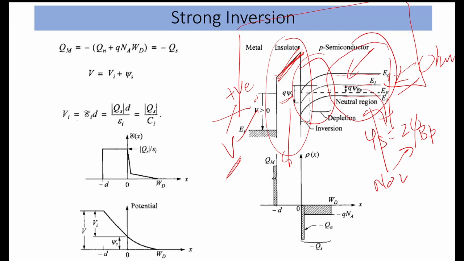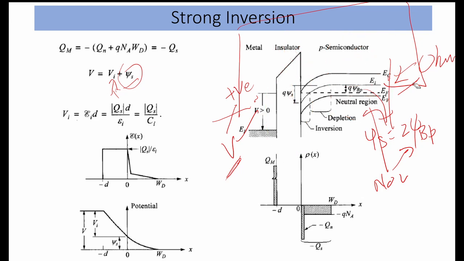So what is happening is, part of the voltage is dropping in the insulator, in the oxide, and the other part of the voltage is dropping in the semiconductor, okay. So this Vi is the voltage dropped in the insulator, and psi s is the voltage dropping in the semiconductor. How much the voltage is dropping is how much the band is bending, okay.